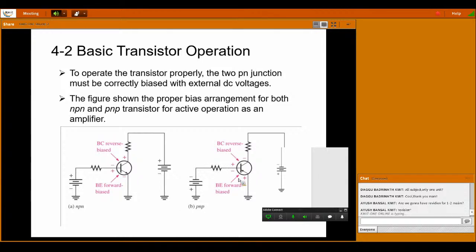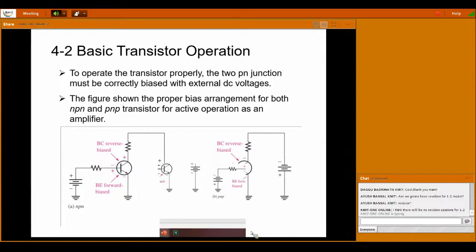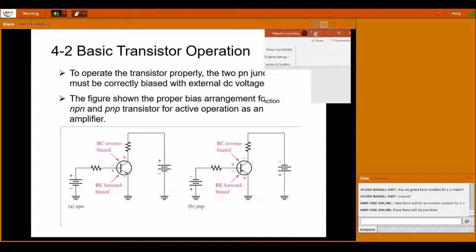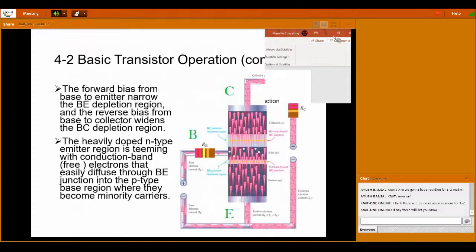The next image shows the PNP transistor. It's a PNP transistor, hence the base is n-type. In order to apply forward bias to the base to emitter junction, you have to apply the negative terminal to the base and the positive terminal to the ground. The collector is p-type, hence we have a negative terminal connected to the p-type collector terminal and the positive terminal of the supply voltage connected to the ground. Like this we have to connect the forward bias voltage on the input junction and reverse bias voltage on the output junction. Next slide, this is the basic structure.